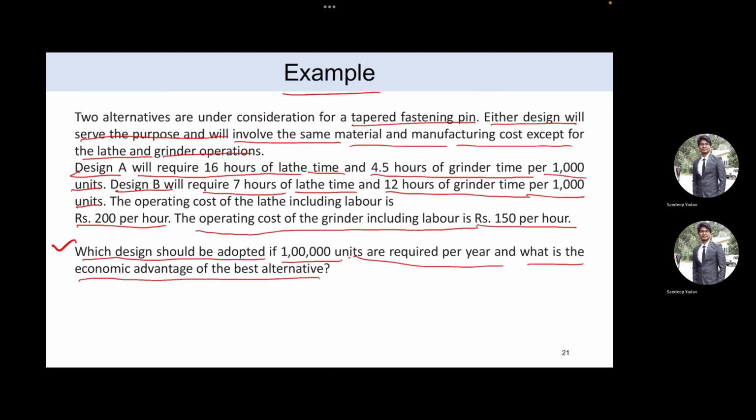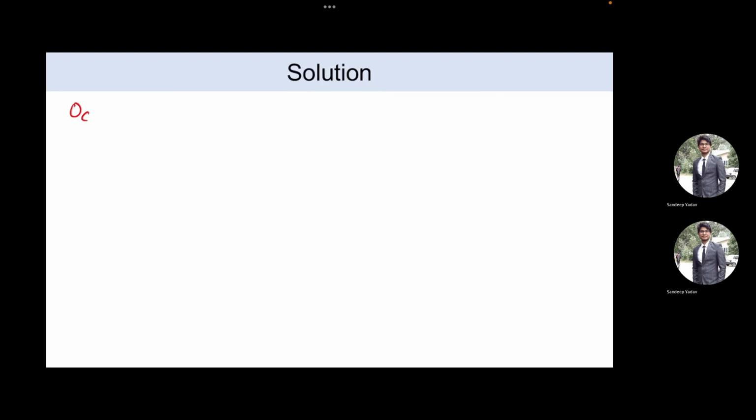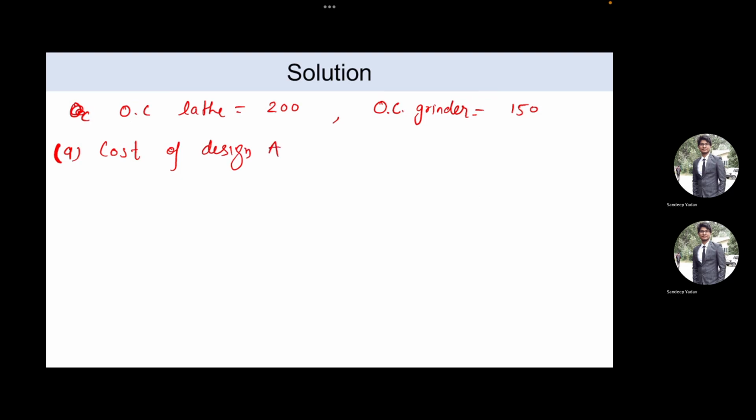Let's solve this. Operating cost for lathe is given 200, and operating cost of grinder is given 150. So let's start with case 1. Cost of design A.